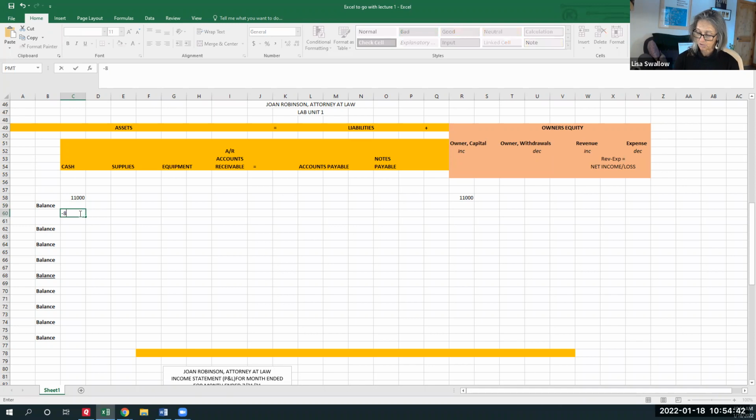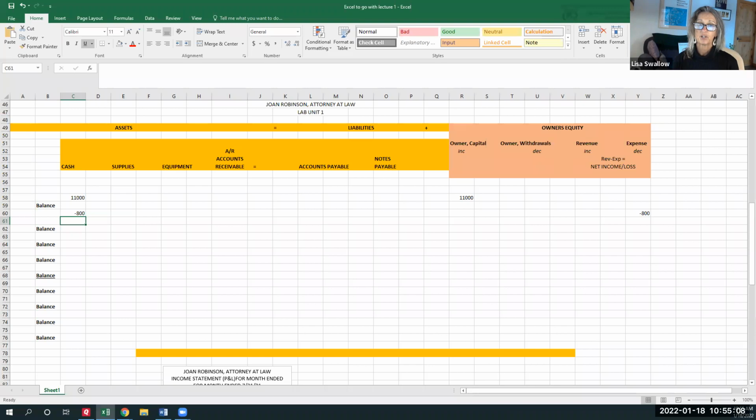Number 2, I paid $800 for July rent on office space. So that decreased my asset of cash by $800. And my expense account went up, right? My rent expense. But what does expense do to equity? It decreases it by $800. So you can see if I were to balance here, both sides of my equation are still in balance.